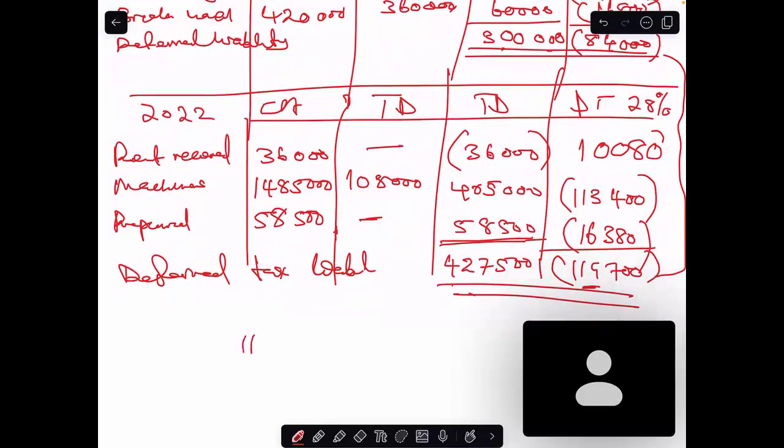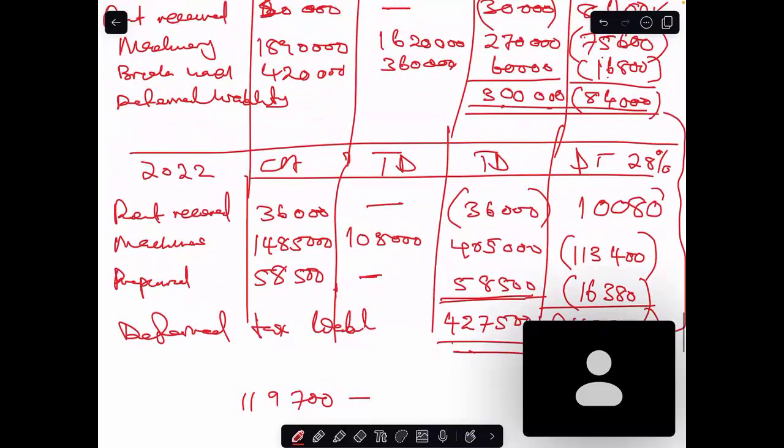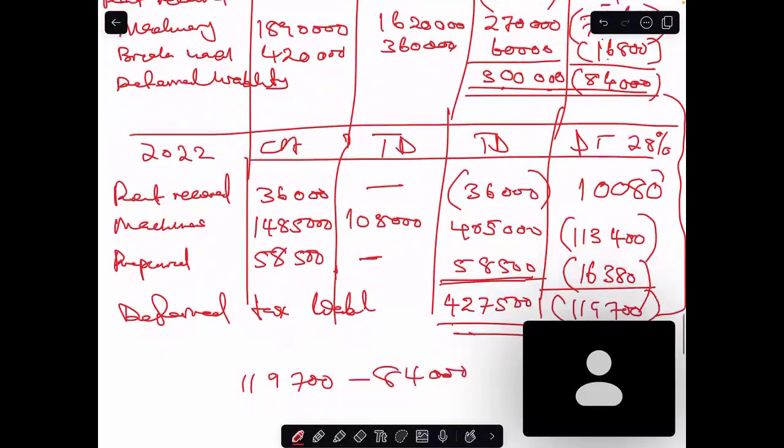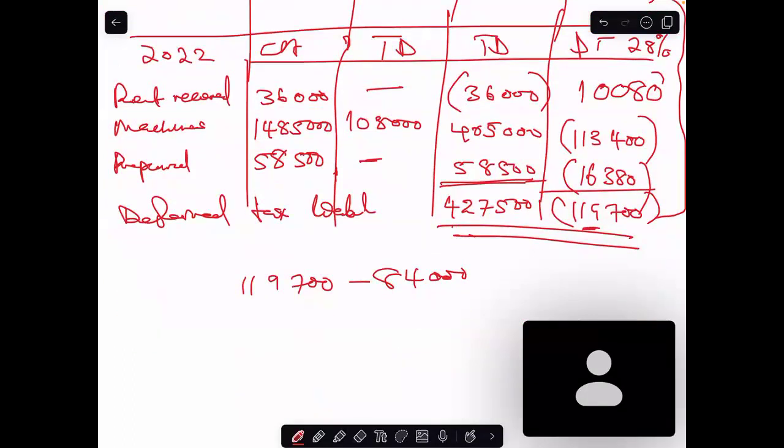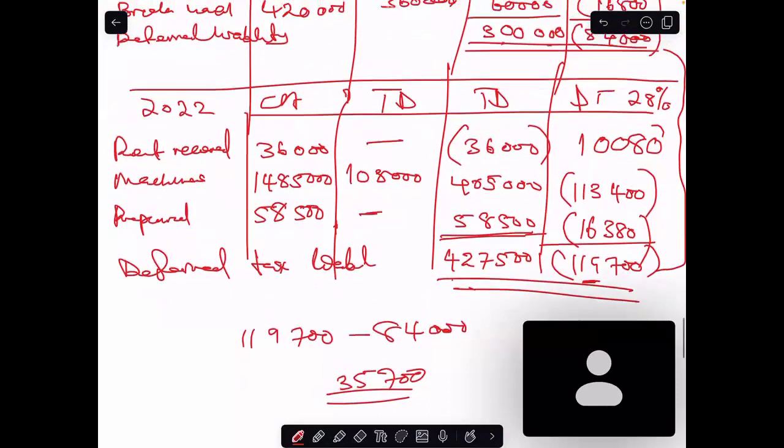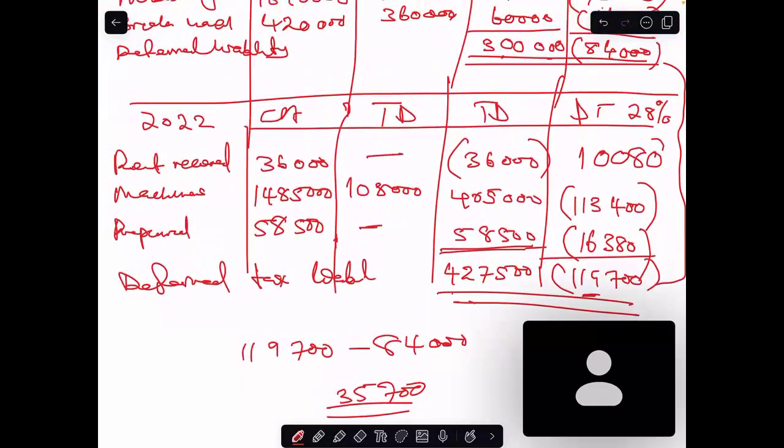It's 119,700 minus 84,000. How much is it? $35,700. That's your deferred tax for the year. This is your deferred tax for the year.